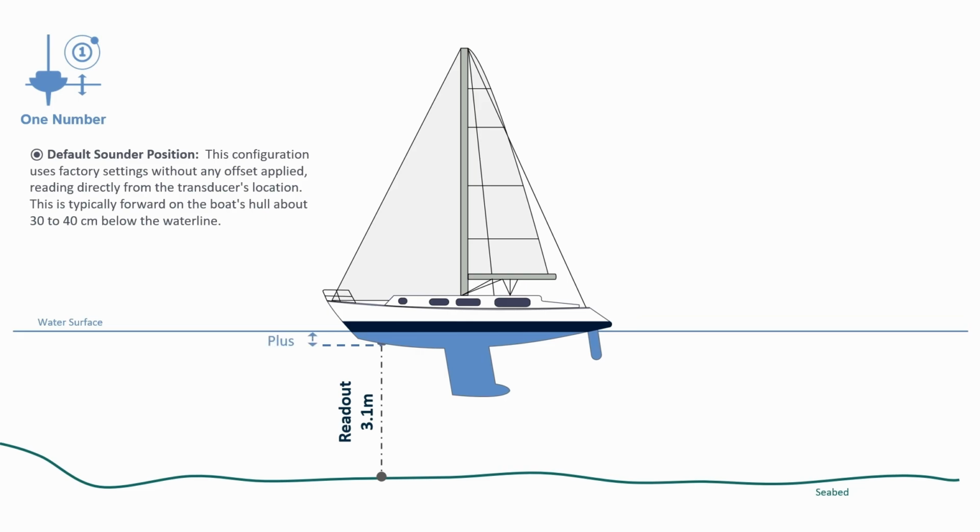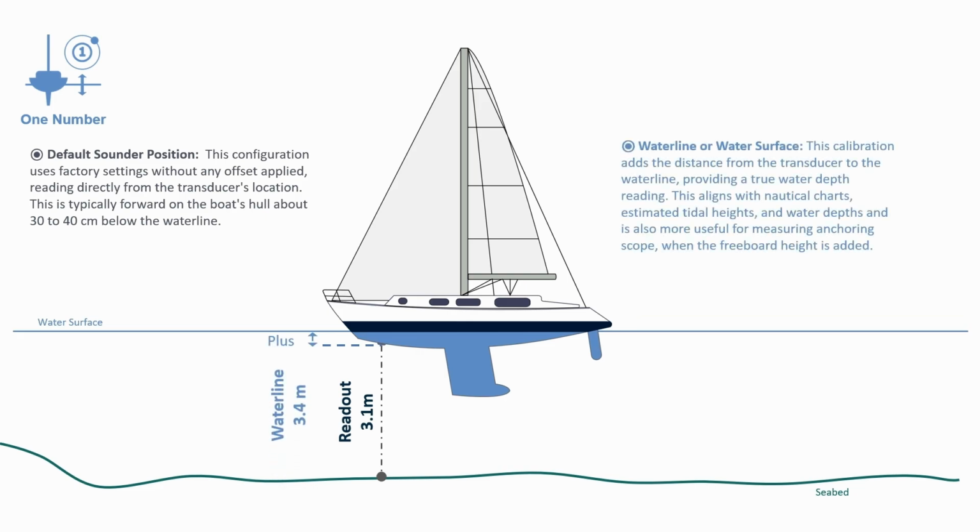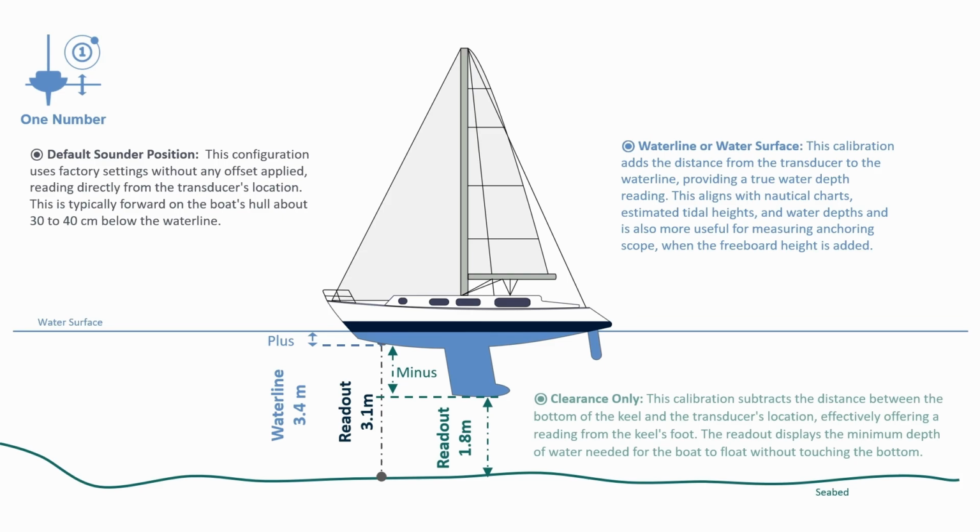Waterline or water surface. This calibration adds the distance from the transducer to the waterline, providing a true water depth reading. This aligns with nautical charts, estimated tidal heights, and water depths, and is also more useful for measuring anchor scope when the freeboard height is added. Clearance only. This calibration subtracts the distance between the bottom of the keel and the transducer's location, effectively offering a reading from the foot of the keel. The readout displays the minimum water depth needed for the boat to float without touching the bottom.